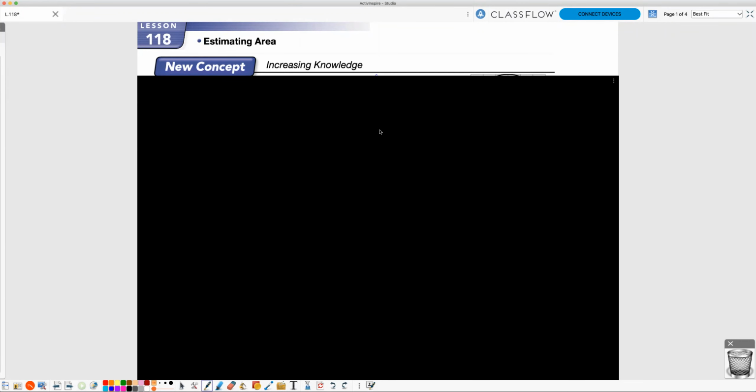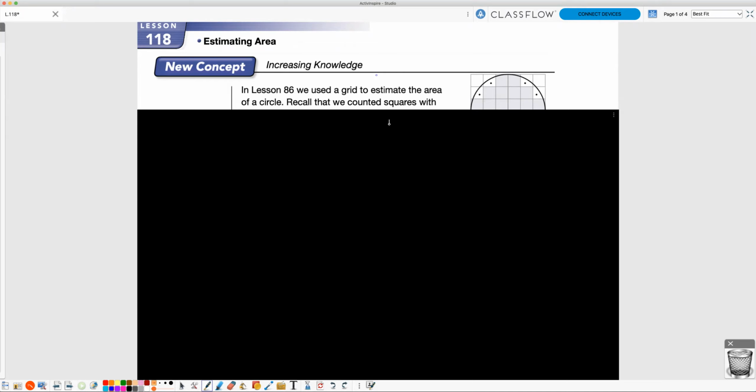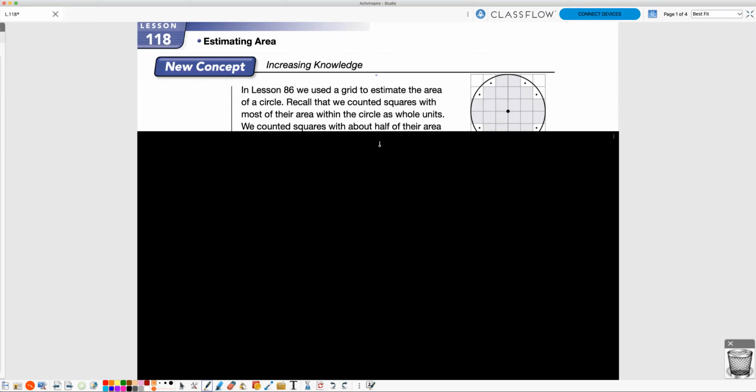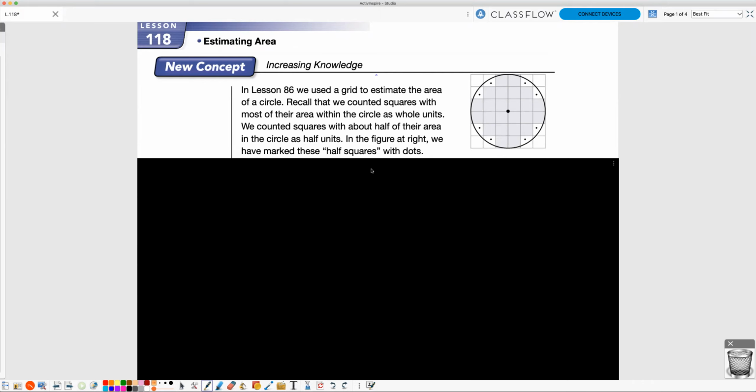This is lesson 118, estimating area. In lesson 86, we used a grid to estimate the area of a circle. Recall that we counted squares with most of their area within the circle as whole units. We counted squares with about half of their area in the circle as half units. In this figure at the right, we have marked these half squares with dots.